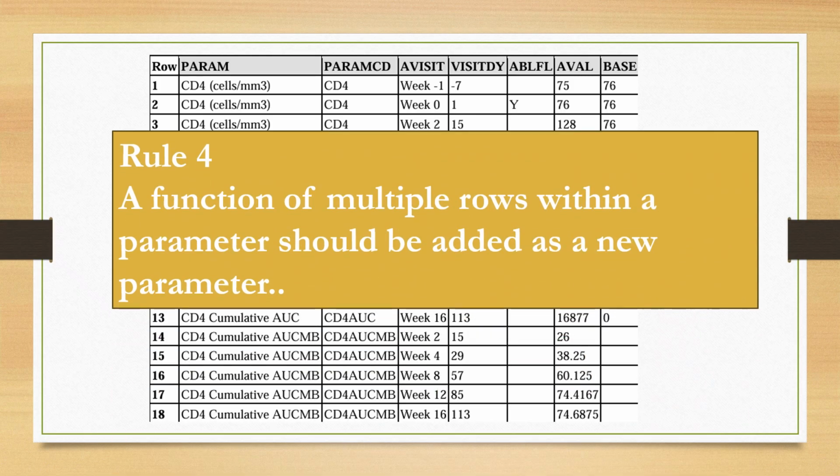So as per rule 4, a function of multiple rows within a parameter should be added as a new parameter. This example might seem a little complicated as this is a PARAMCD which is not commonly seen in clinical datasets. I'm giving an example of area under the curve, which is used for the peak analysis, as another example for rule 4.